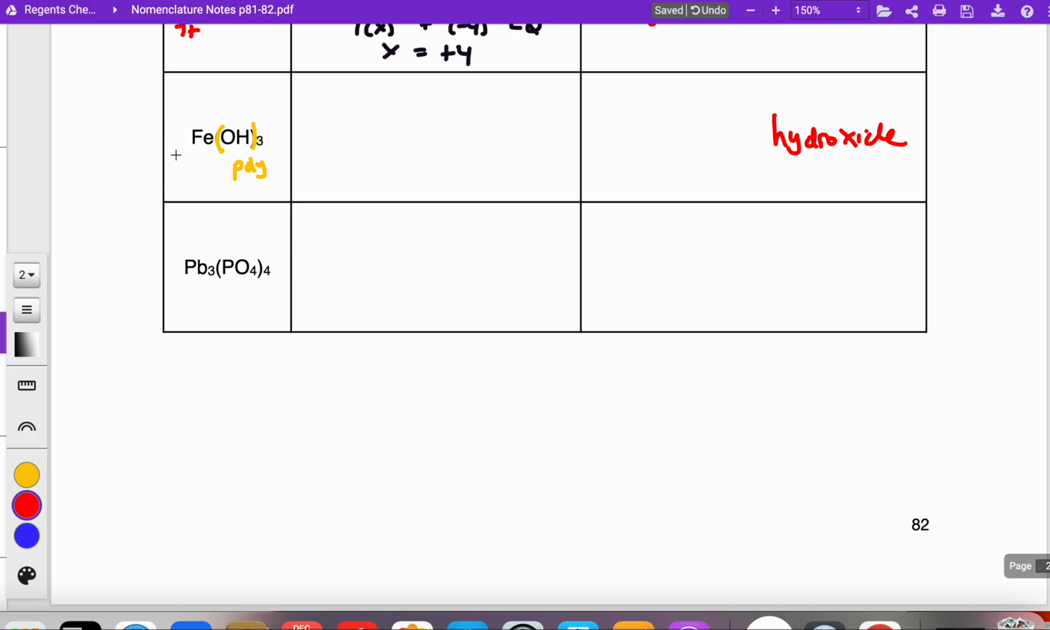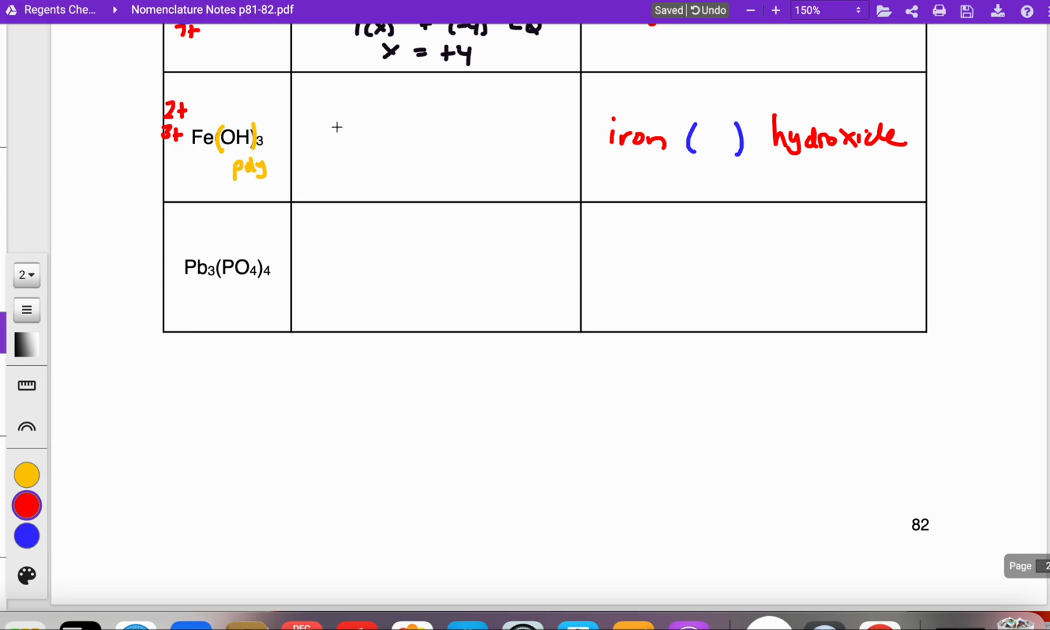Fe being an element, we can find its name on table S, and this is iron. When you go and find iron on the periodic table, it is in the transition grouping, and when you take a look, it can use a +2 or a +3 charge. So we need to do a reverse crisscross to figure out which oxidation number the Fe is using, so we know what Roman numeral to put in the name.